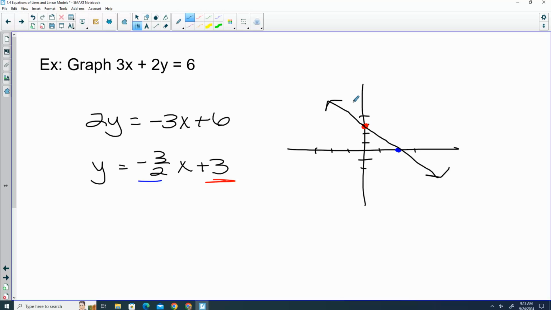As a refresher, if it's just y equals a number, what kind of line is it? Horizontal. What's the slope of a horizontal line? 0. If it's x equals a number, what kind of line is it? Vertical. What's the slope of a vertical? Undefined. So you might have a couple of those show up on your quiz tomorrow, graphing those horizontal and vertical lines.